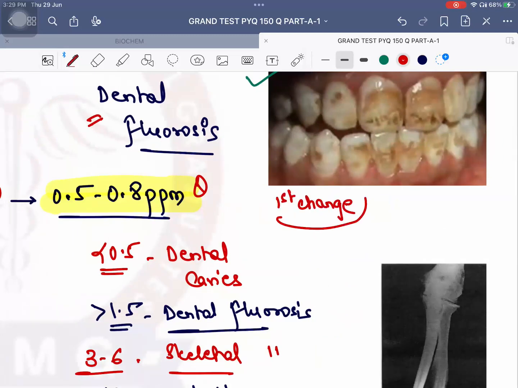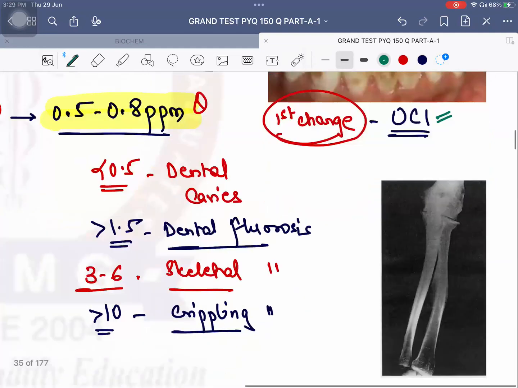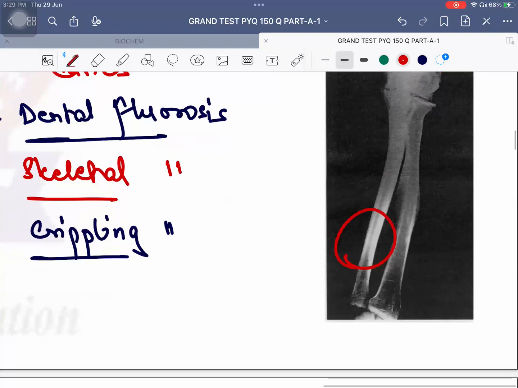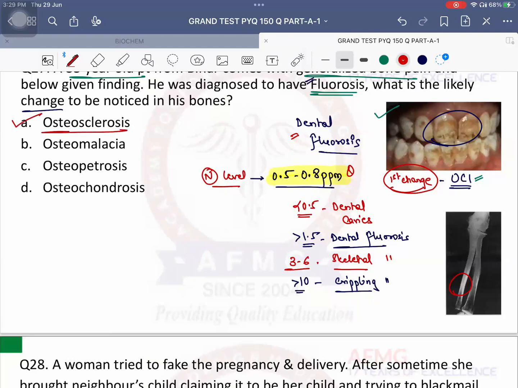The first change to be noticed in cases of fluorosis is usually the upper central incisors. Okay, it is the central teeth, na? So it is the upper central incisors. The first change of fluorosis is noticed in the upper central incisors. What is this bony finding in cases of fluorosis? क्या दिख रहा है? Excess deposition of calcium inside the bone. Therefore, the bone appears more white, and that is nothing else but osteosclerosis. So, answer to this question will be option number A.